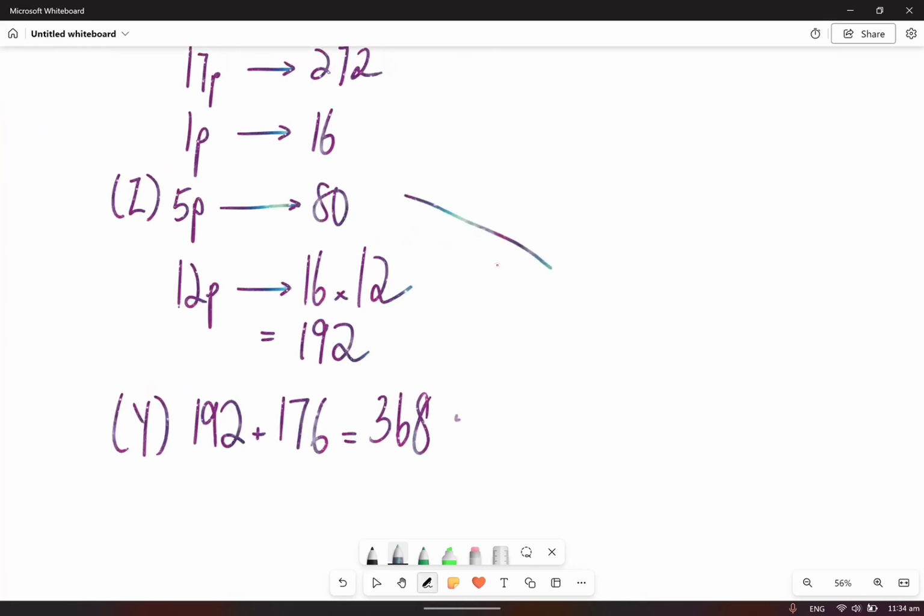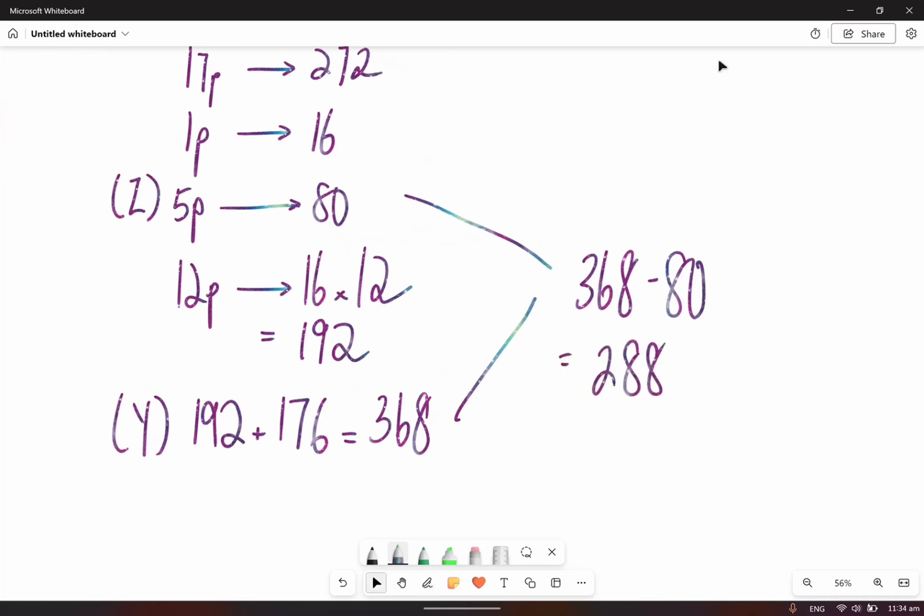Now we want to find the difference. So we just have to do 368 minus 80. When I do 368 minus 80, I will then get to an answer of 288. And therefore, this is my answer for this question.